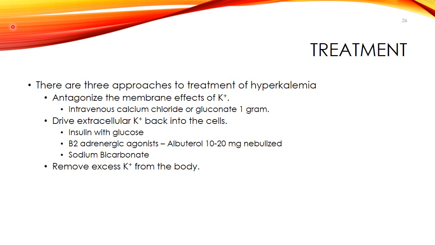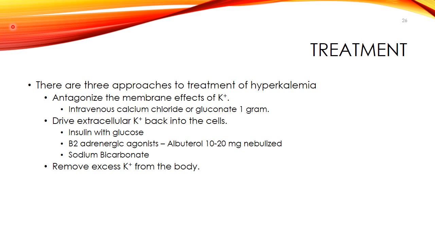This will start to have an effect on the potassium level in about 20 to 30 minutes after administration, and the potassium should lower by 0.5 to 1.2. Beta-2 agonists also improve the activity of the sodium-potassium pump and increase movement of potassium back into the cell. Albuterol will cause this shift.